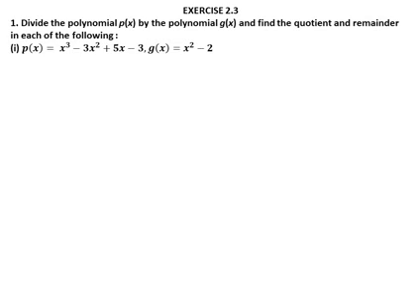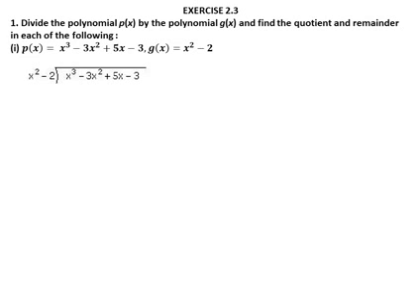Now P of x is the dividend, g of x is the divisor. Okay, let me divide. First, what we have to do? First, we need to check whether the polynomials are arranged in the descending order. It's already arranged in the descending order. Now we have to divide the highest degree in both the polynomials.